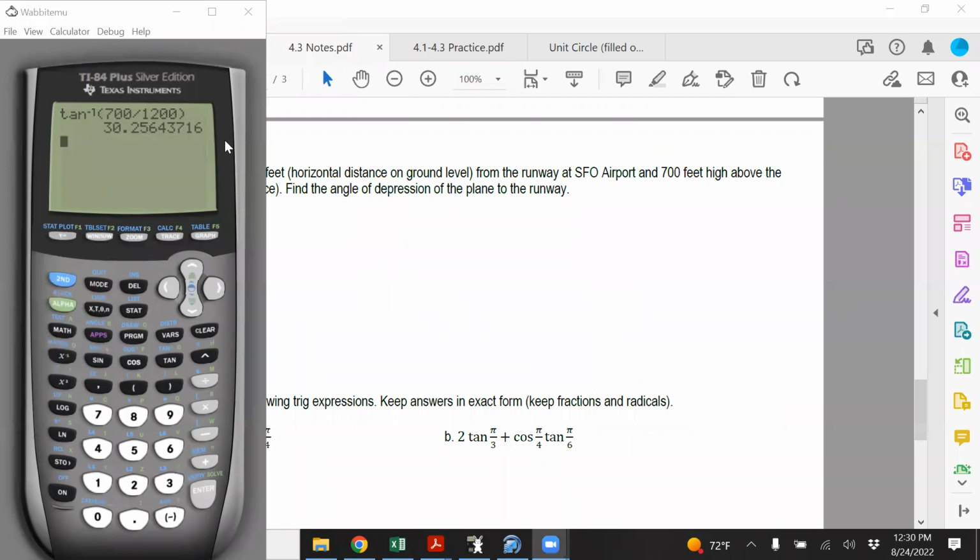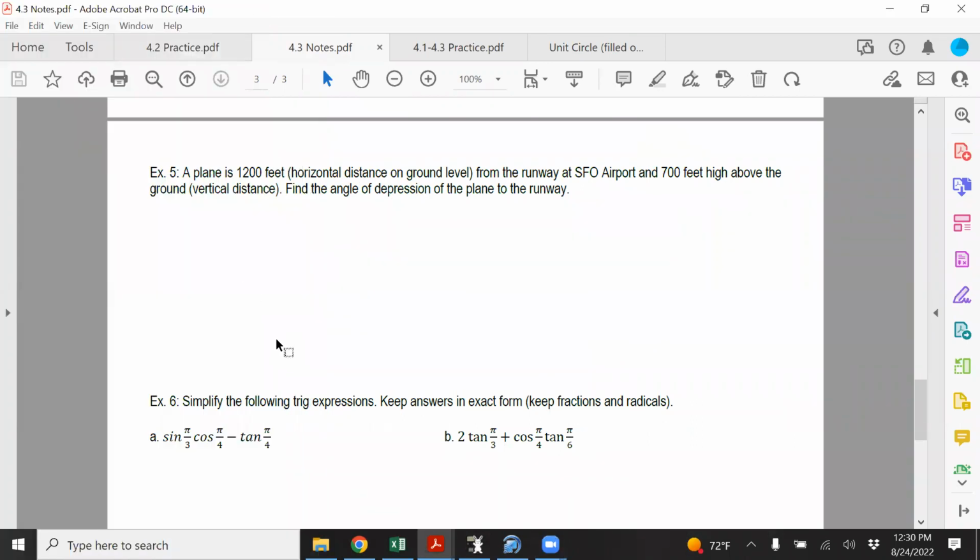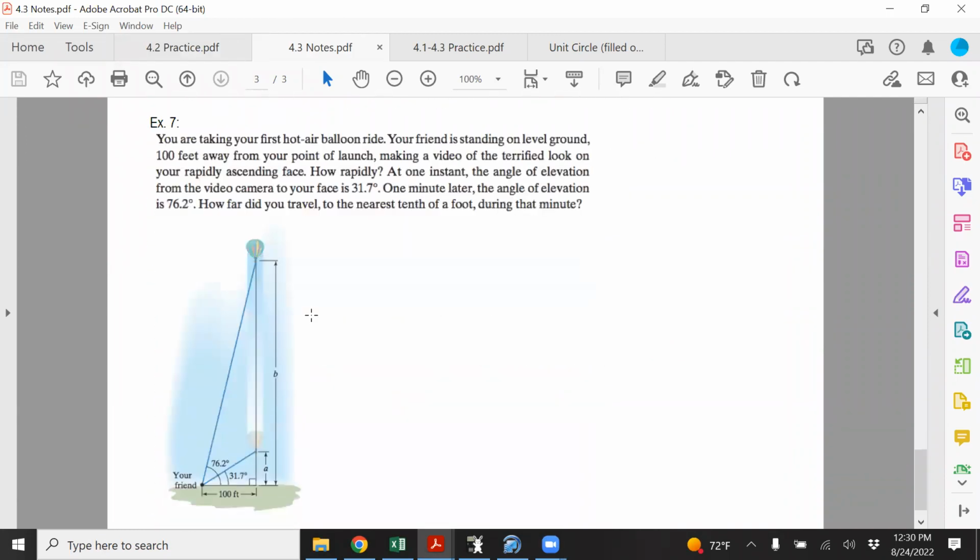All right. I'm going to skip number 6 for now. We'll come back to it in a few minutes. Let's look at example 7. All right, let's read through this problem. So apparently you're on a hot air balloon. After 1 minute, you go even higher up. The angle of elevation is 30 degrees. After 1 minute, the angle of elevation goes higher.